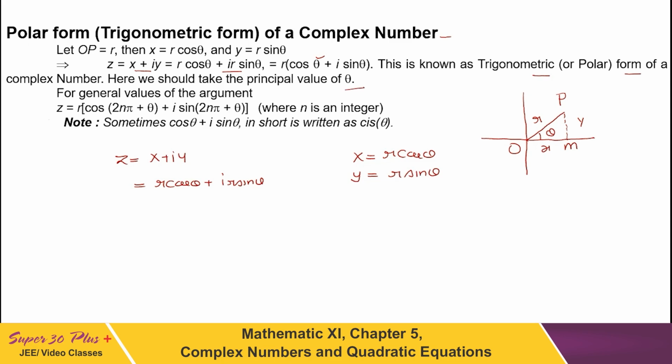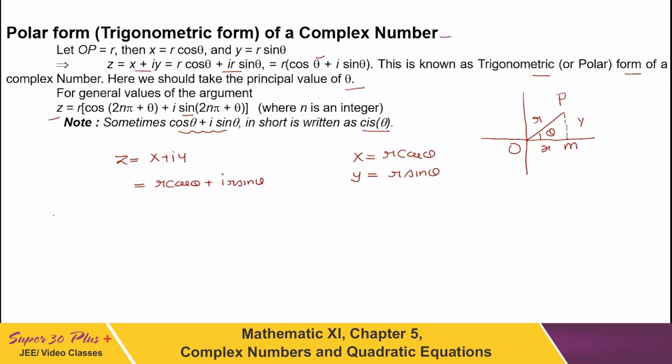For general values of the argument, the complex number can be written as r cos 2n pi plus theta plus iota sin 2n pi plus theta, where n is an integer. Sometimes cos theta plus iota sin theta in short is written as cis theta. This is the polar representation of a complex number.